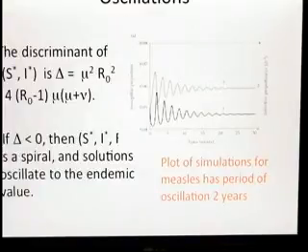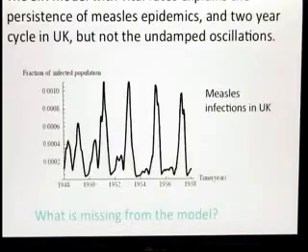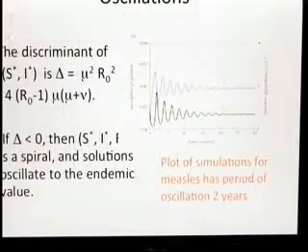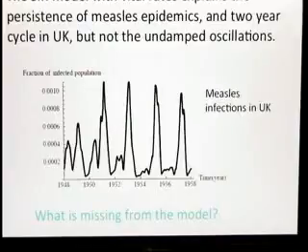On the other hand, clearly, these oscillations are decaying. But in the UK, they didn't decay. So by adding demography to the basic model, we've obtained the periodicity. We have the right period. But somehow something is missing in the model to sustain the oscillation. Okay, so what's missing from the model? And I'll come back to that in a few minutes.